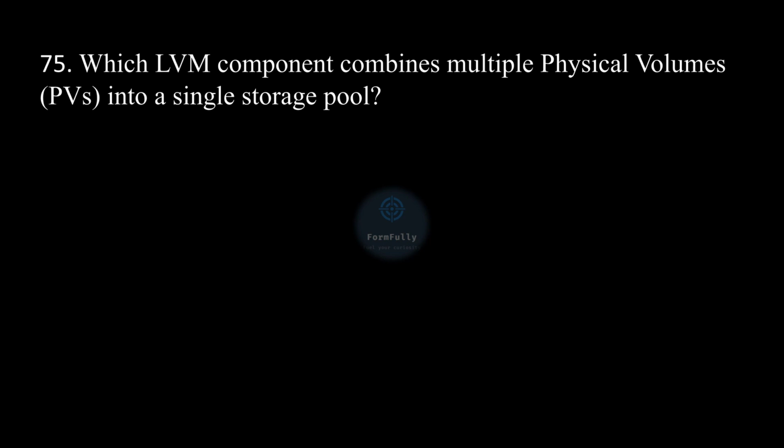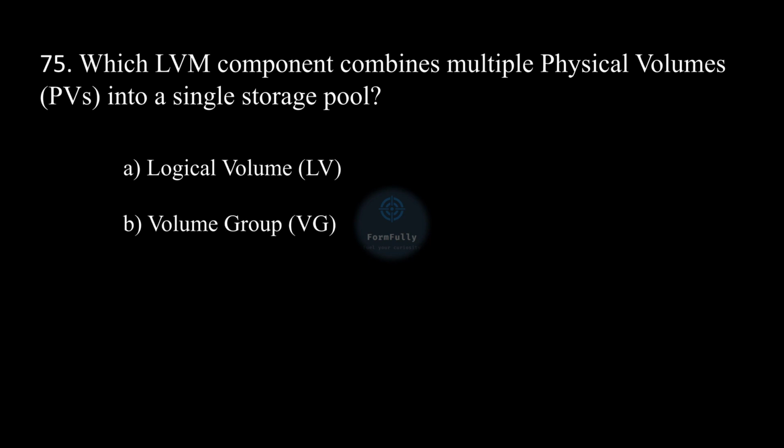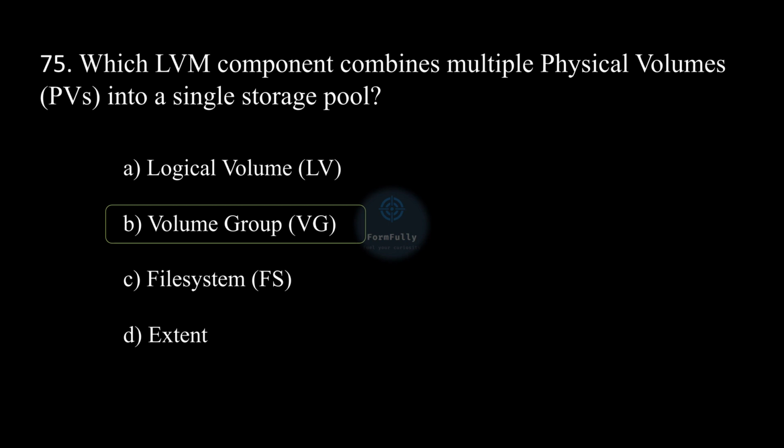Which LVM component combines multiple physical volumes into a single storage pool? Options are logical volume, volume group, file system, extent. So the option B is correct. A volume group in LVM combines multiple physical volumes into a single storage pool, allows you to manage and allocate storage space more flexibly.